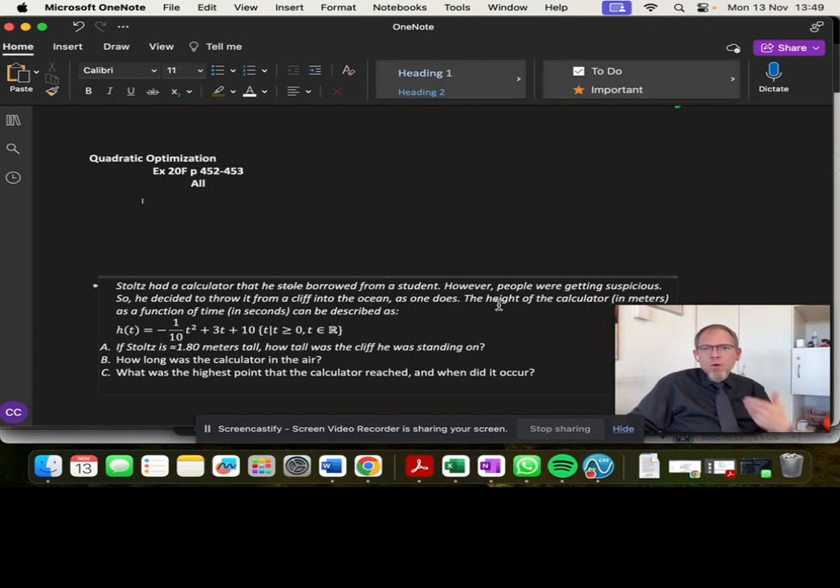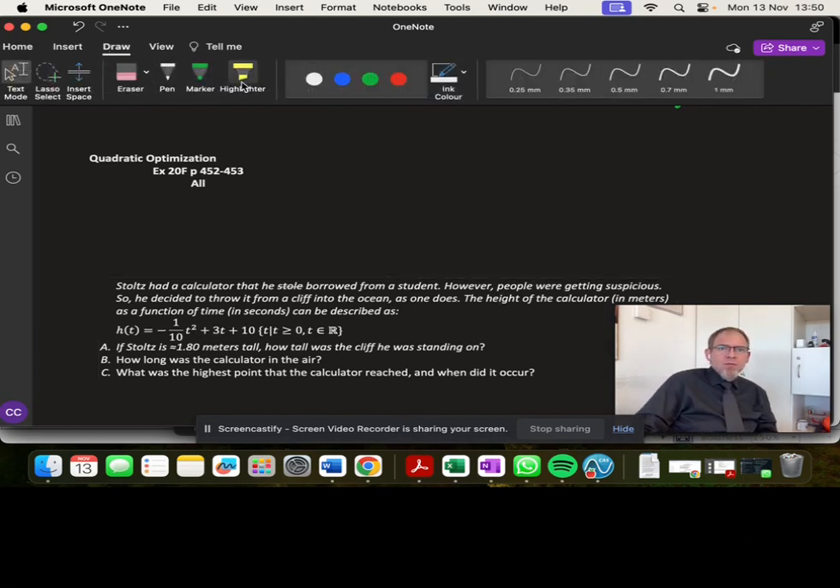One of the most useful features of quadratics is that they are really good at showing the path of something that's thrown, the way an object goes. We can also use it to describe how much money a company makes. So what we're going to do today is something called quadratic optimization.